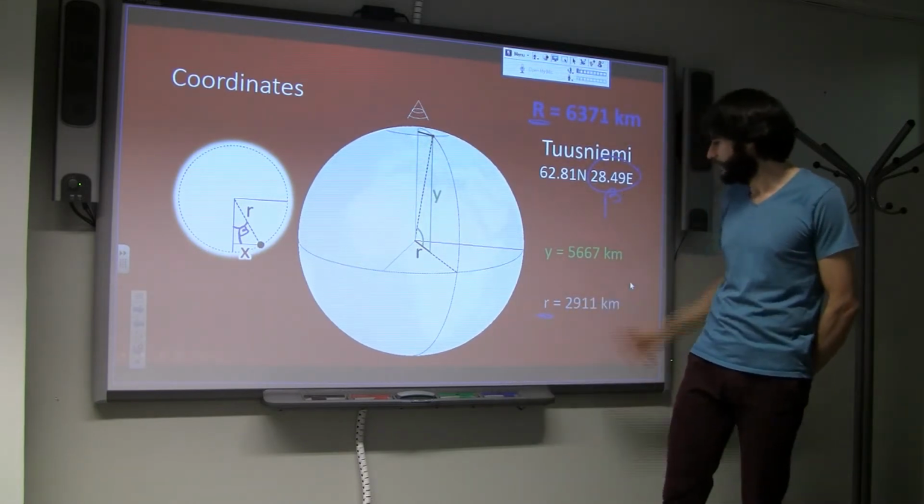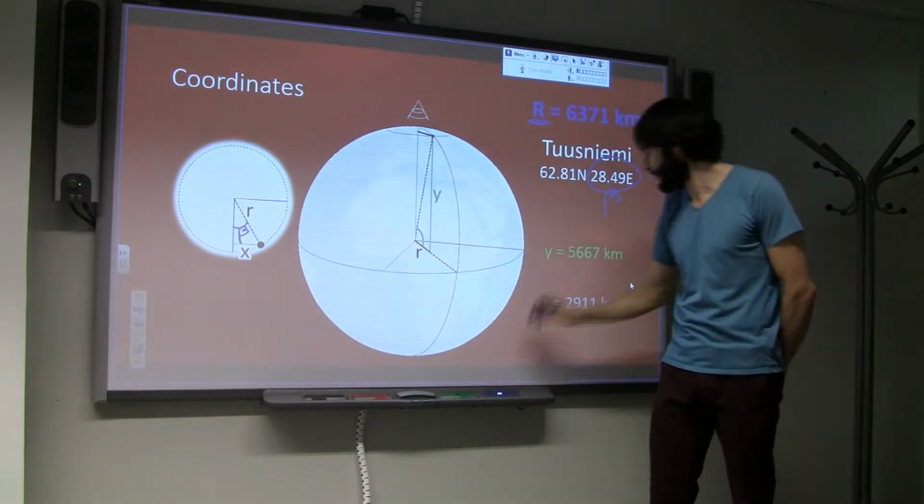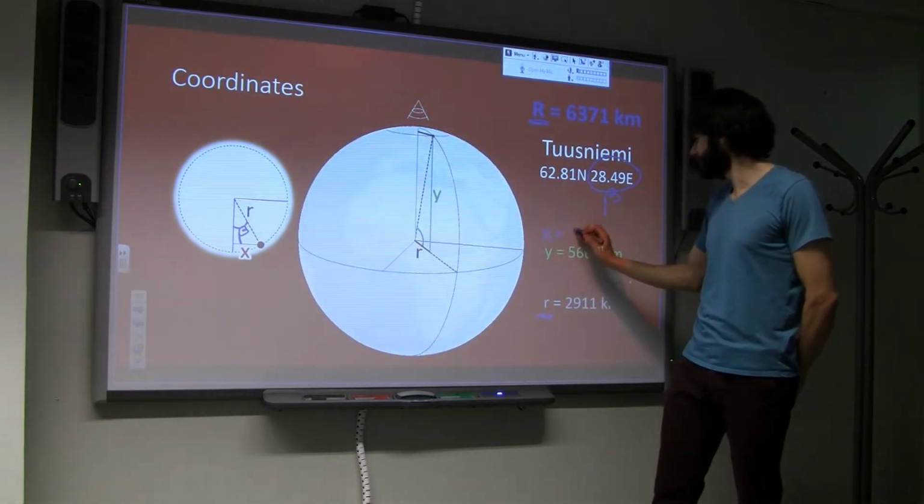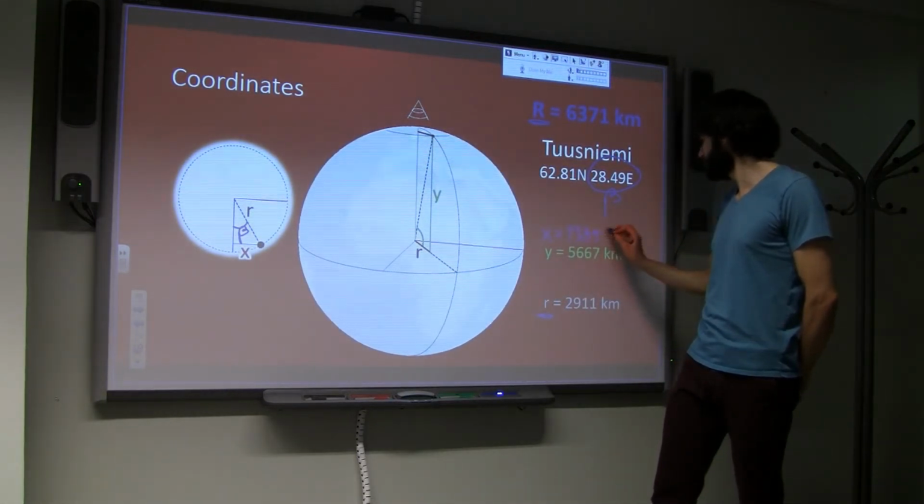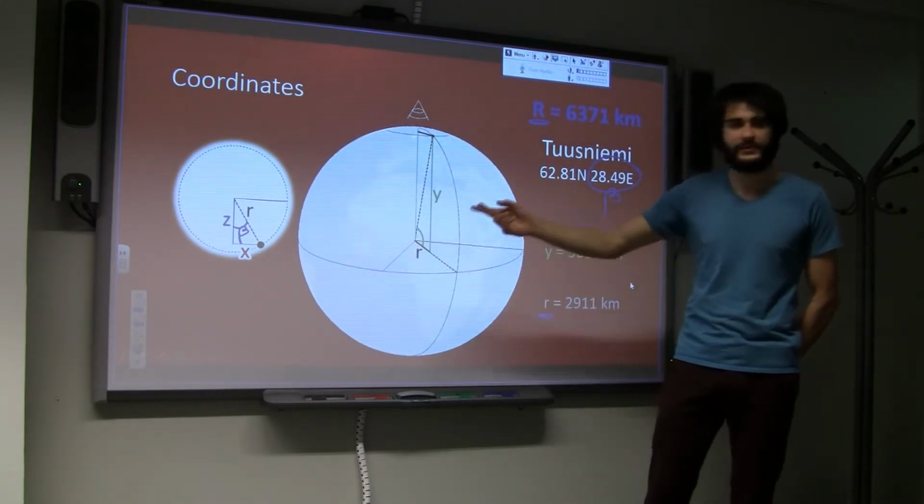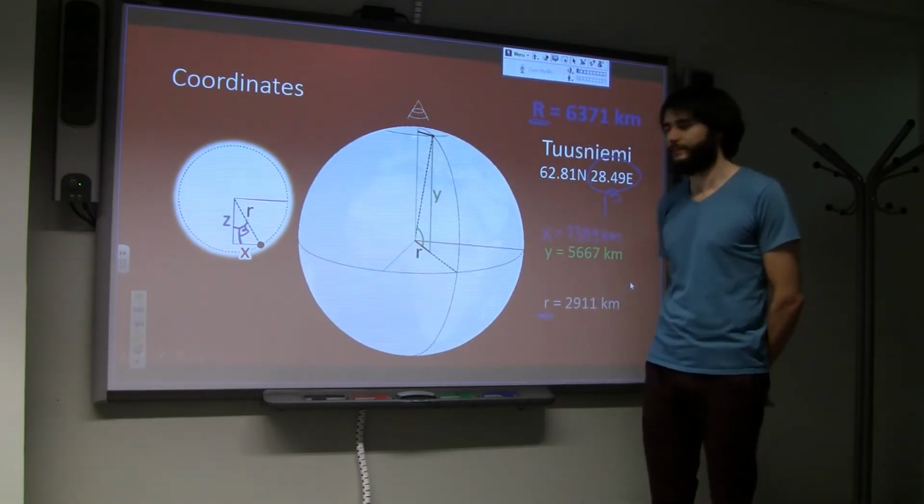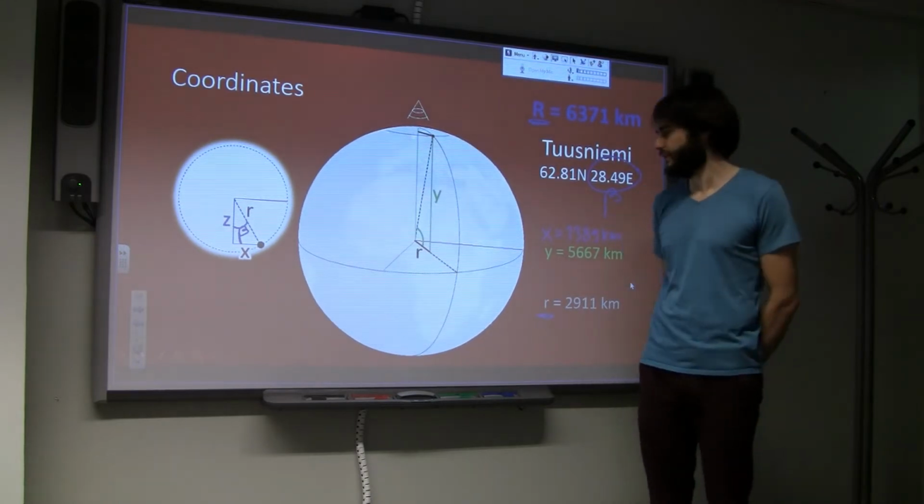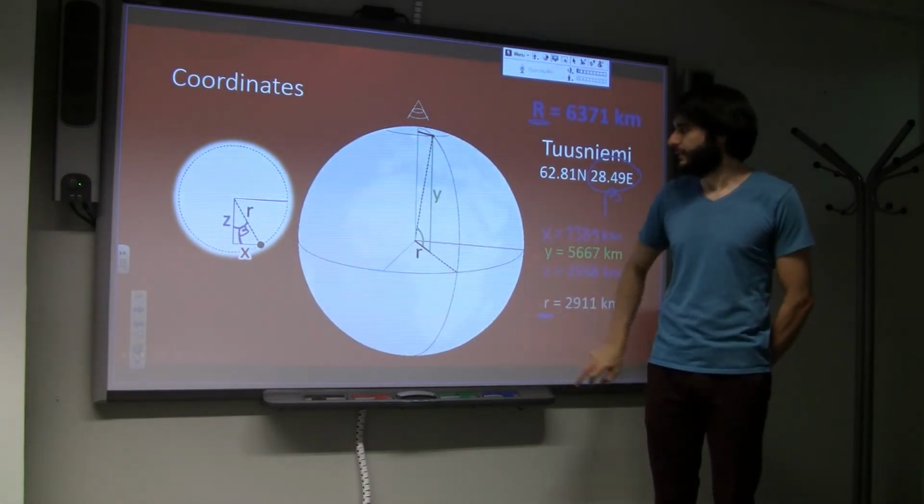And we're going to have a value of x programmatically. Wow, this looks horrible here. And finally a value for z, which is going to be the cosine, yes.